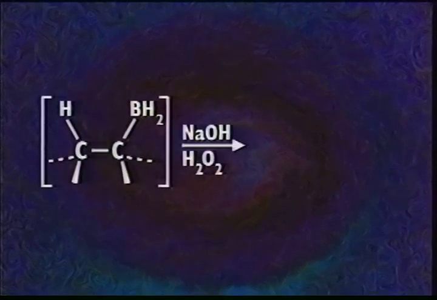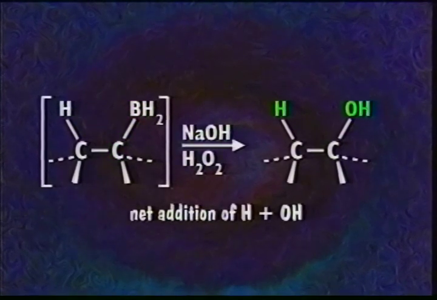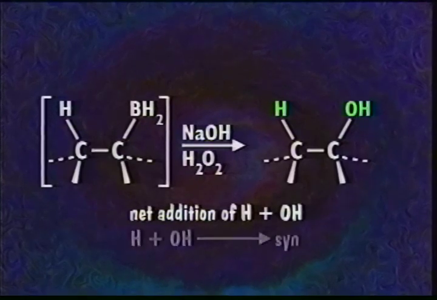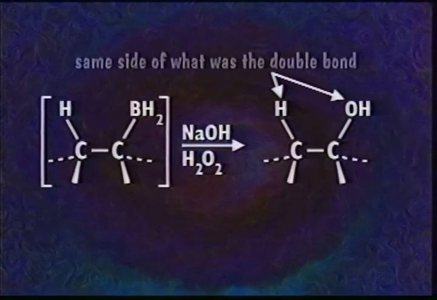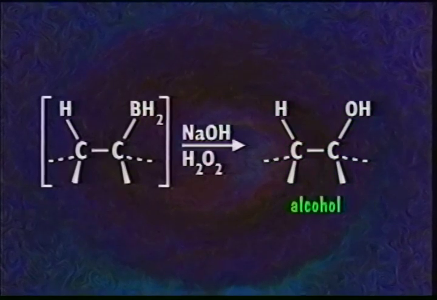Hydrogen peroxide and a base are then added, and the boron-carbon bond is cleaved and replaced with an OH group. The net addition of H and OH to the double bond is syn, meaning they both end up on the same side of what was the double bond. The final product is an alcohol with the hydroxyl on the less substituted carbon.